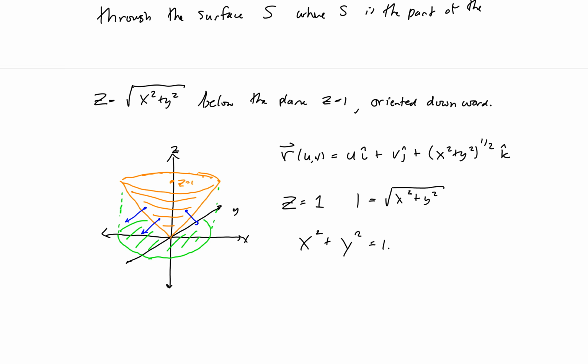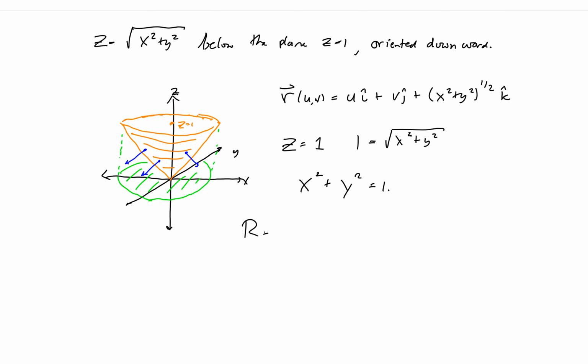So we want our region R to be all of the u and v so that u squared plus v squared is less than or equal to 1. So just that circle there, or that disk, is what we want.